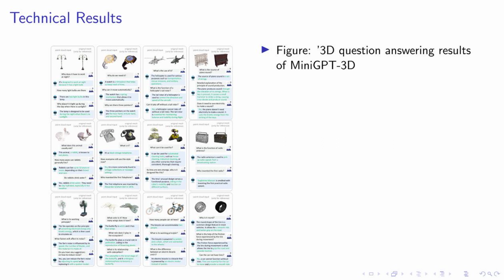In stage 3, we further fine-tune the modules and use a more challenging dataset. This empowers MiniGPT-3D to comprehend and respond to complex instructions. Let's now delve into the technical results of our research. On the left, you can see a visual representation of the 3D question answering results of MiniGPT-3D. This figure illustrates the effectiveness of our model in comprehending and responding to complex instructions in a 3D environment.